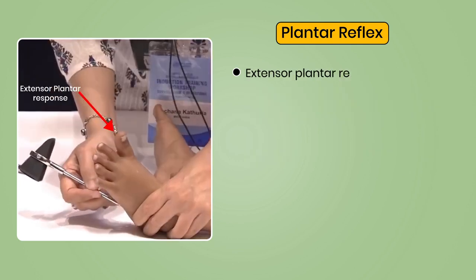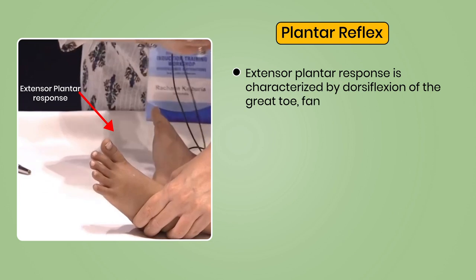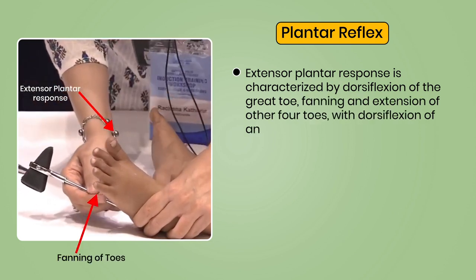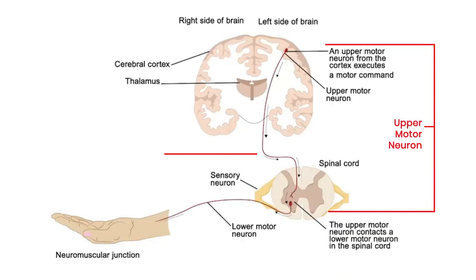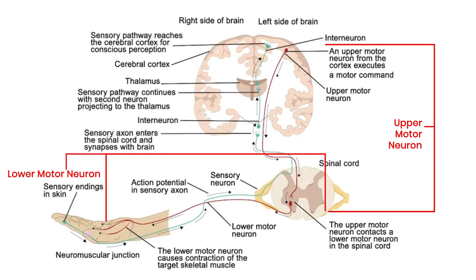Extensor plantar response is characterized by dorsiflexion of the great toe, fanning, and extension of other four toes with dorsiflexion of ankle. It is found in the patients with upper motor neuron lesion. It is normally seen in children under the age of 2 years and in deep sleep.